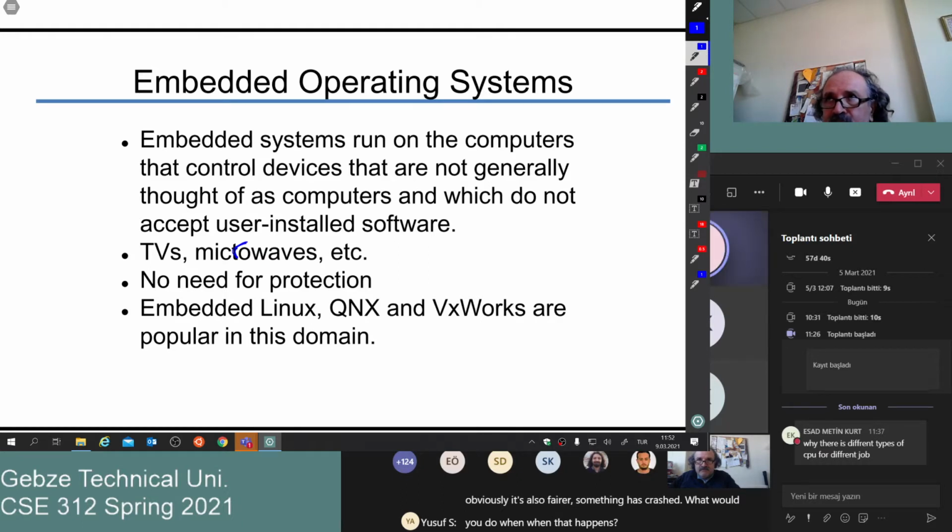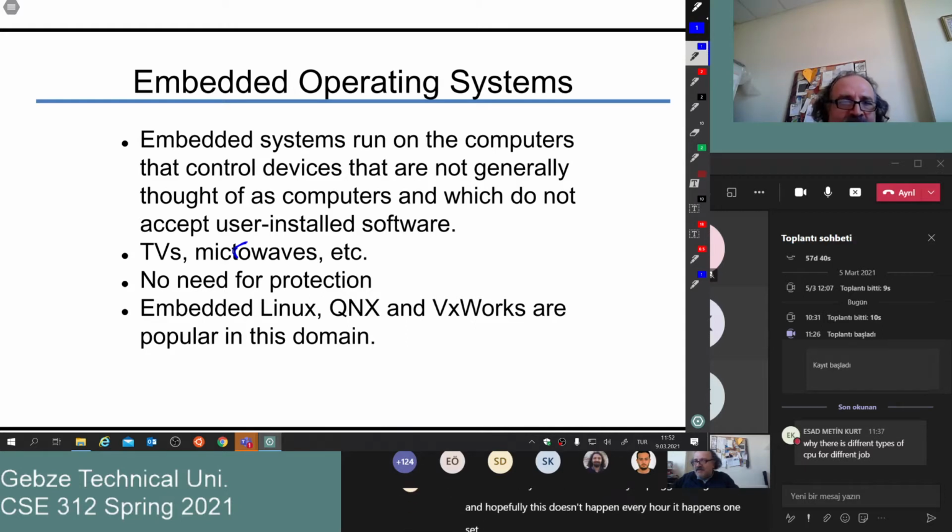Close it and open again. Yeah, turn it off, but the turn off button doesn't work. I unplug it. That's what I do. Okay, because these are not critical stuff. If your TV doesn't work, just plug it in again, and hopefully this doesn't happen every hour. It happens once a month maybe. Okay, and I will say that's okay.